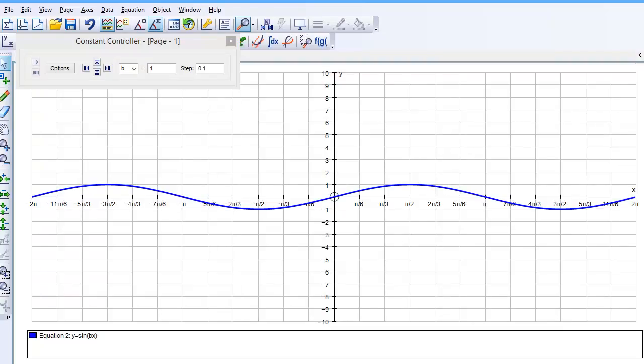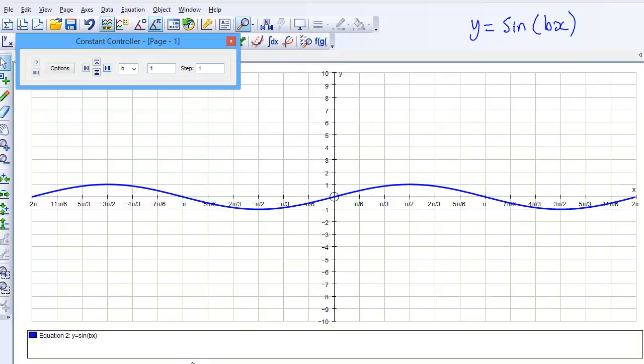So what I have here is y is equal to sine bx, with at the moment the constant b, as we can see over here, set to 1. Now, we know that the sine has a period of 2 pi, and we can see that's one complete oscillation just here. And we know that this is a horizontal dilation, scale factor 1 over b.